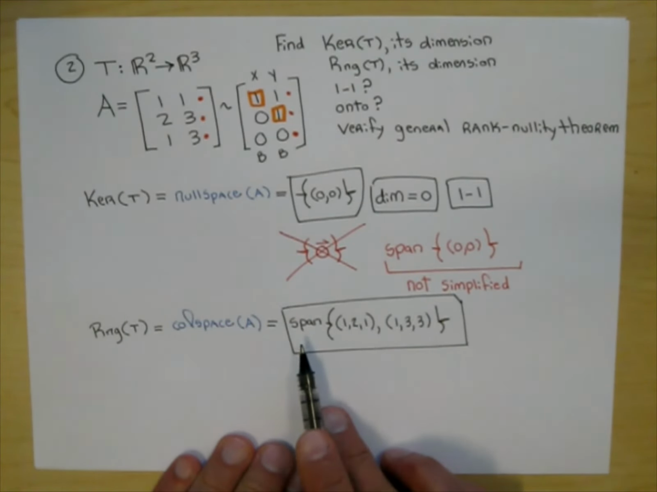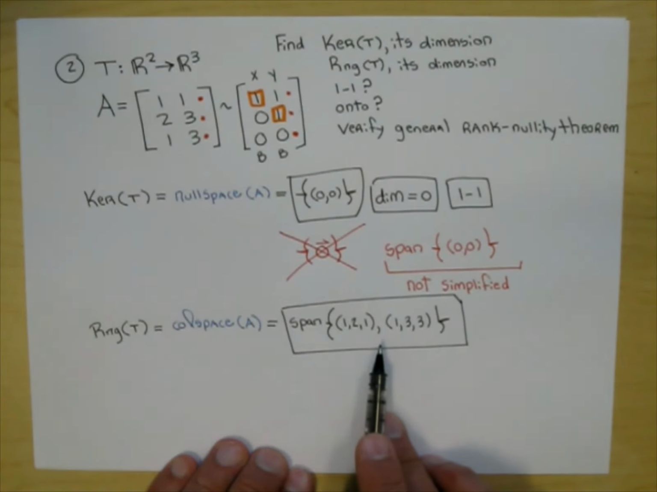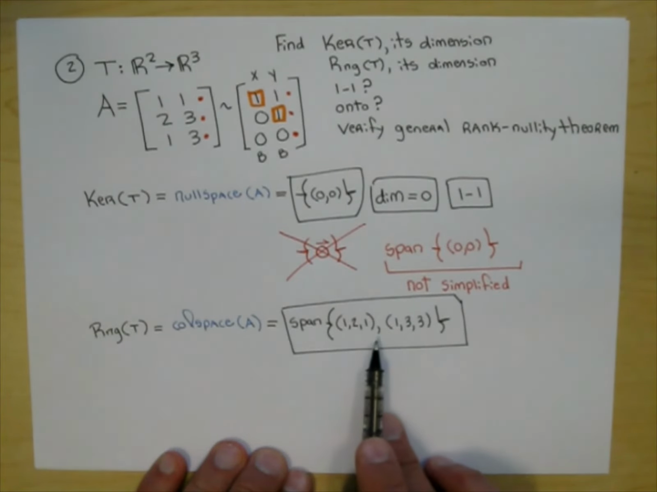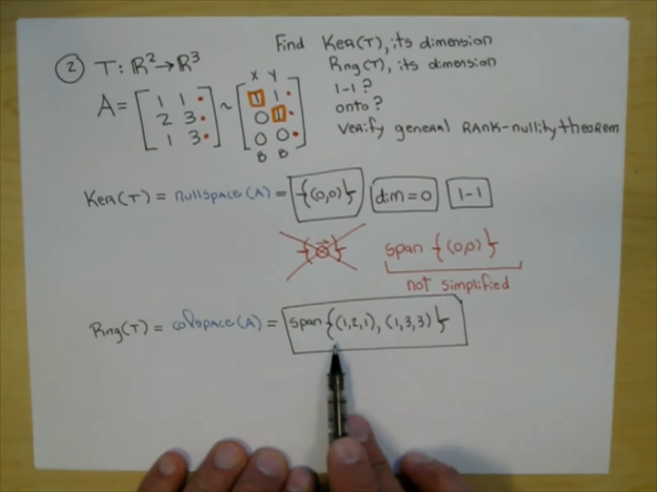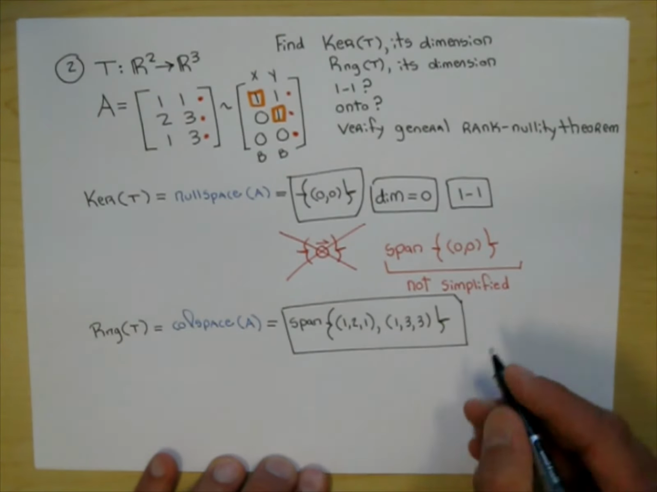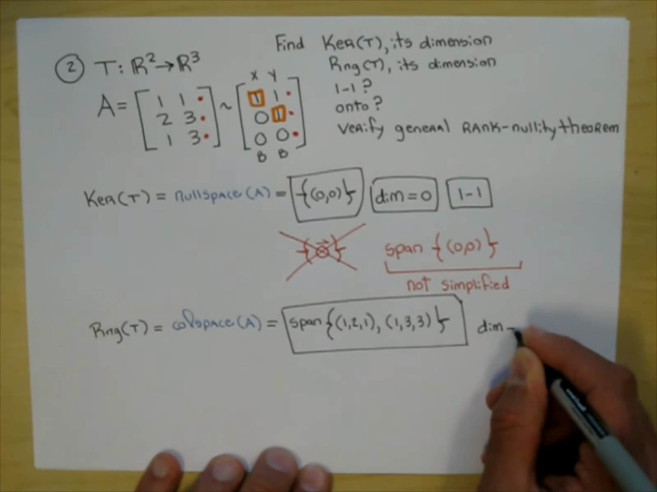Okay. Does the span of both of those vectors generate all of R3? Well, no. How many vectors do you need to span R3? You would need 3 vectors because the dimension is 3. What is the dimension of the range? Well, count your basis elements. The dimension is 2.